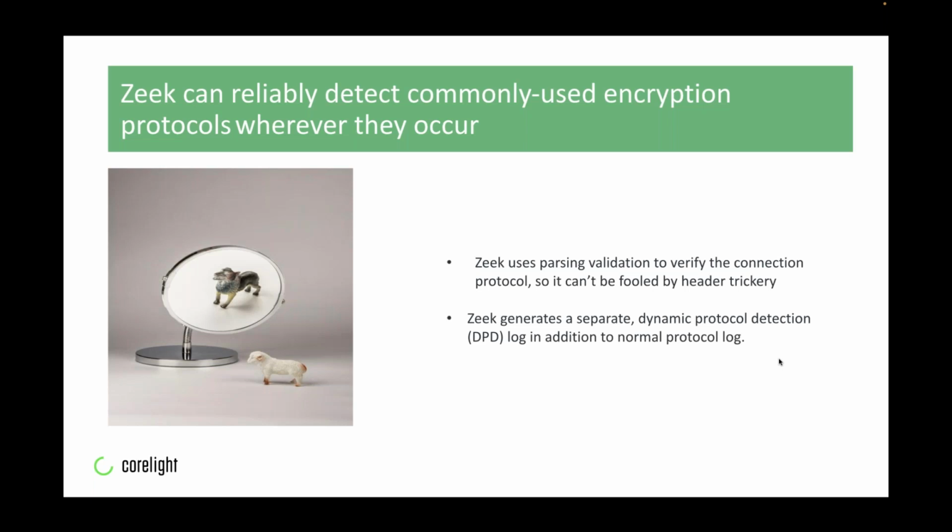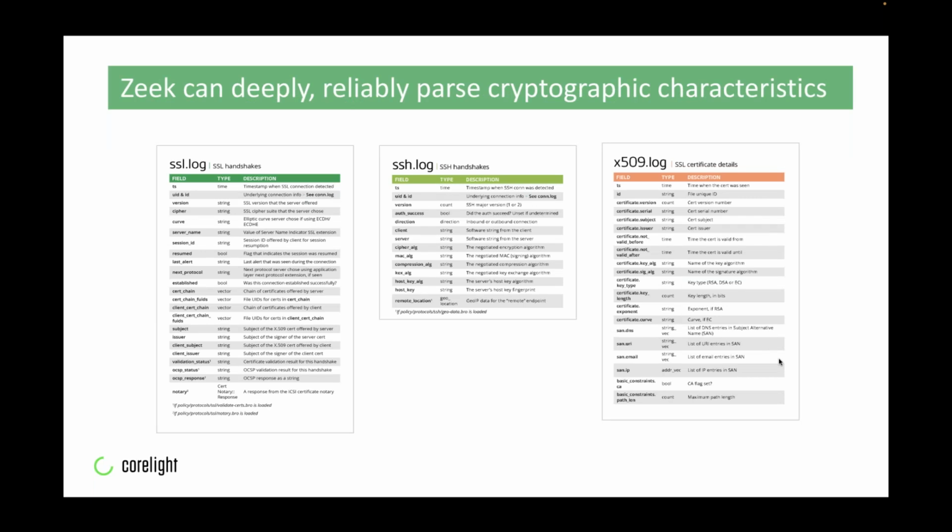As part of that, we will generate a separate log, as it says there, the dynamic protocol detection, DPD log, in addition to the normal protocol log. For those of you that know Zeek, you'll also know that there's a variety of other logs that are produced when things are strange or unusual. We're not going to get into those today, or how they can be used, but they do, of course, also play a part in understanding when something untoward is happening across the network. But all of this plays into really understanding the commonly used encryptions and when something deviates from what we would expect to see as the norm.